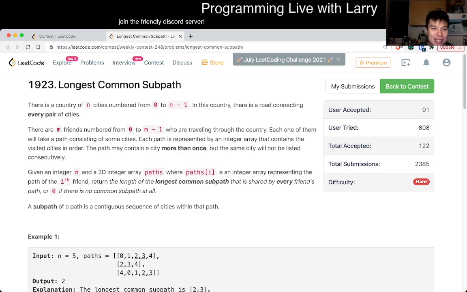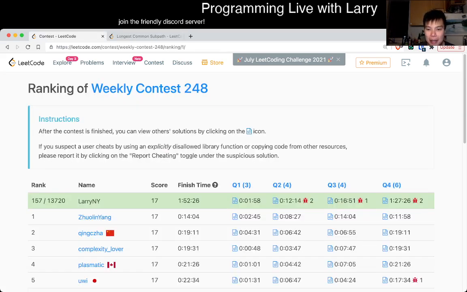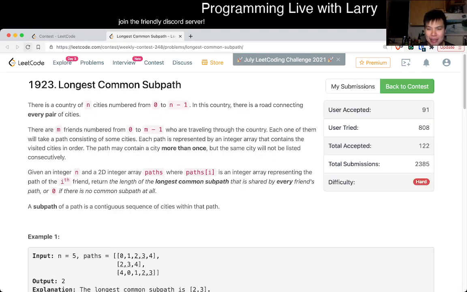Anyway, today's Q4 is longest common subpath. So this one is a hard problem. Obviously, I spent an hour and 10 minutes on this, and not many people solved it, right? About 122 people, maybe a little bit more now. I think the count is a little bit off, but you get the idea. Not many people solve it.